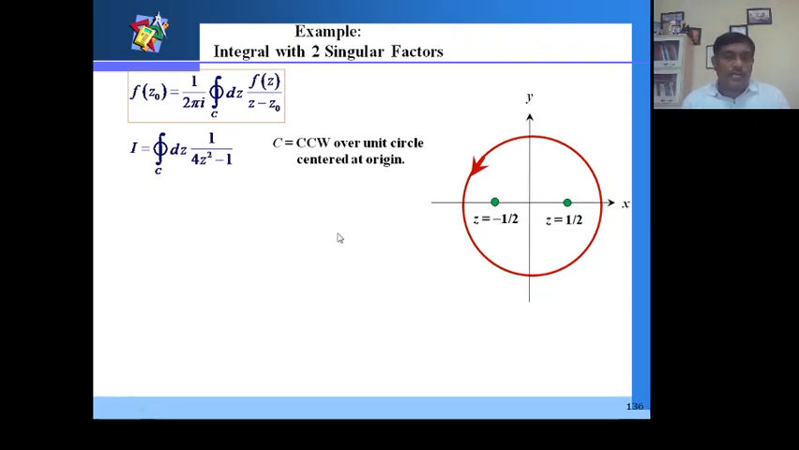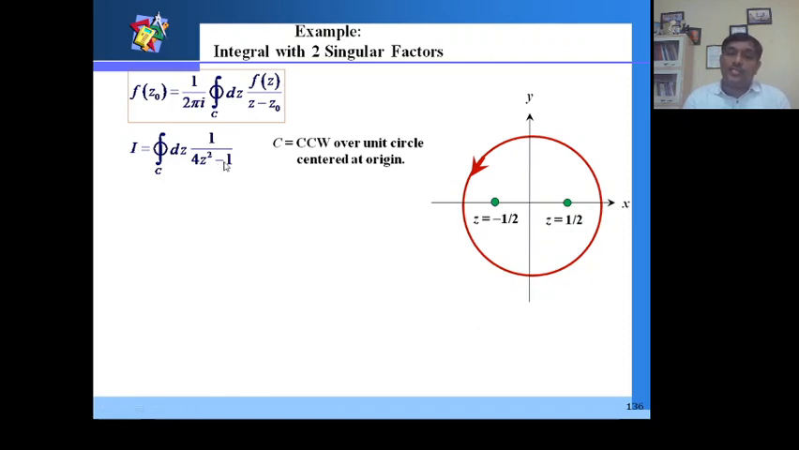4z square minus 1 is equal to 0 means z square is equal to 1 by 4, z is equal to plus or minus 1 by 2. This is the unit circle centered at the origin, and 1 is the radius here, and minus 1 by 2 and plus 1 by 2 are lying here. You see, these are the 2 points inside the region.